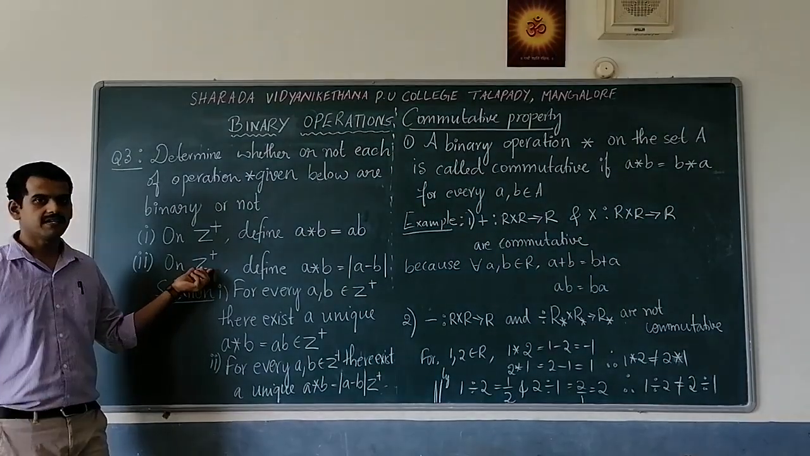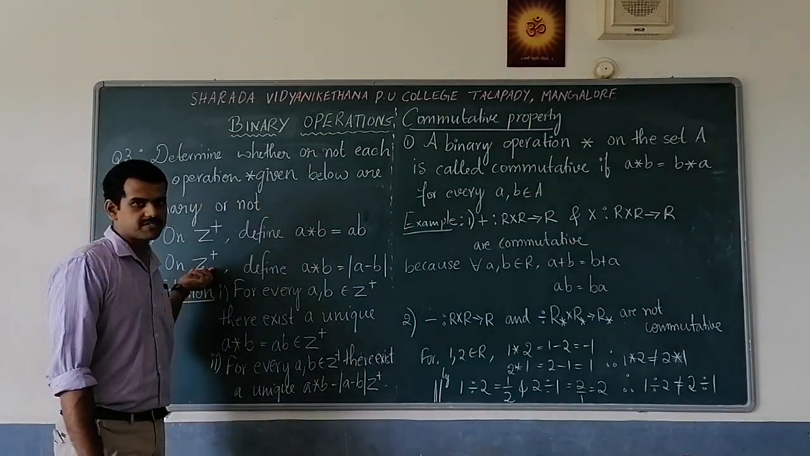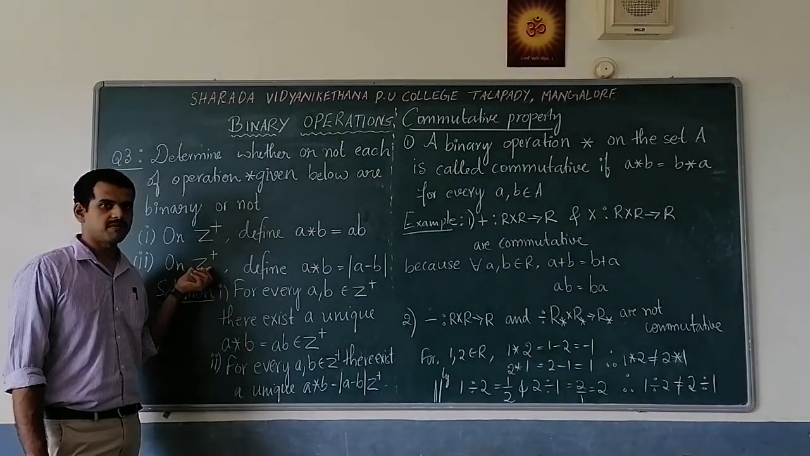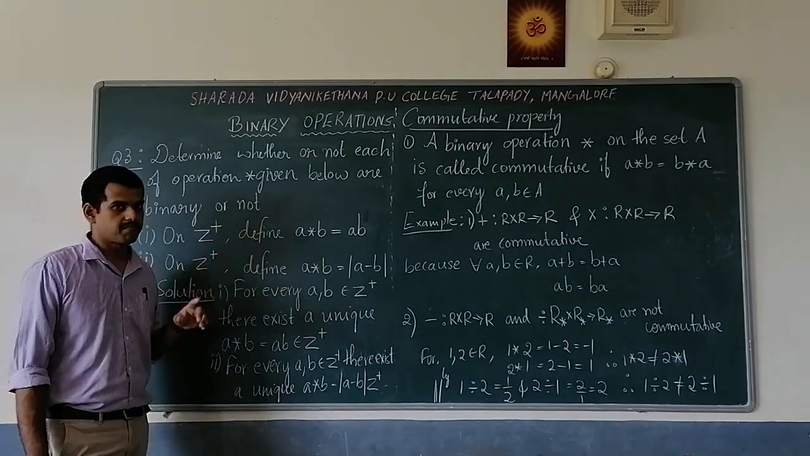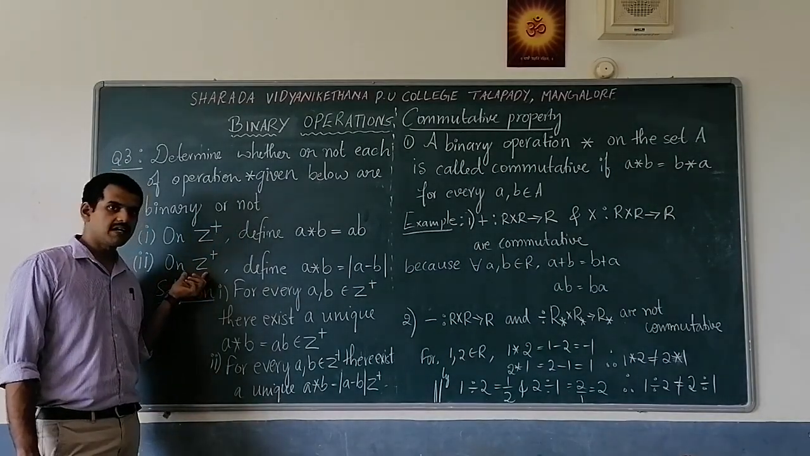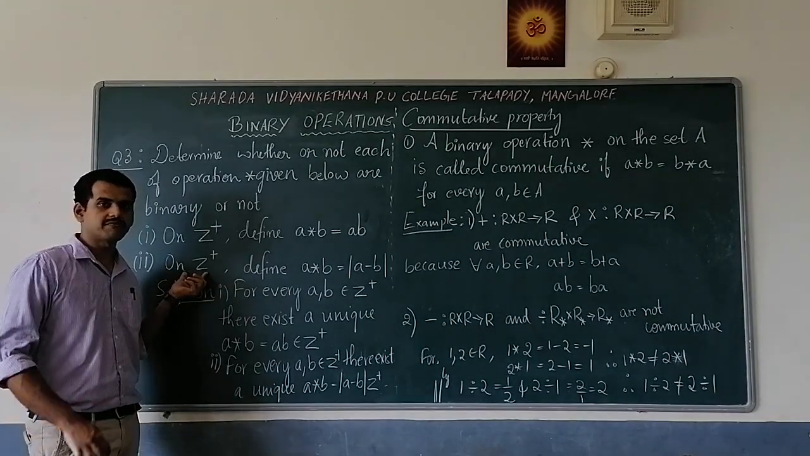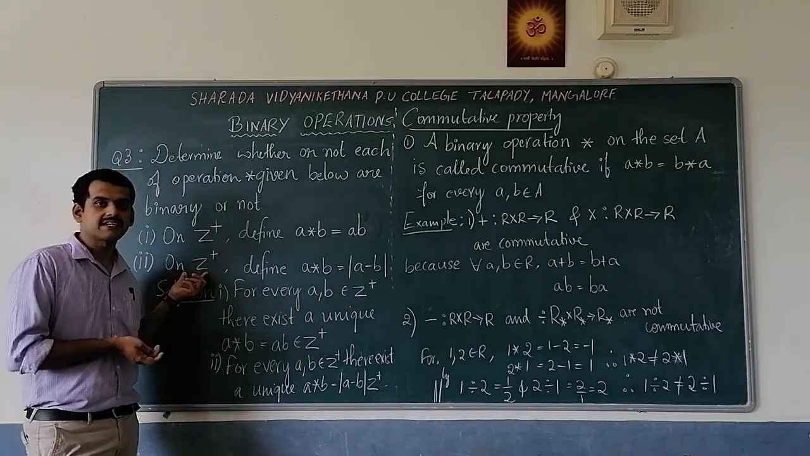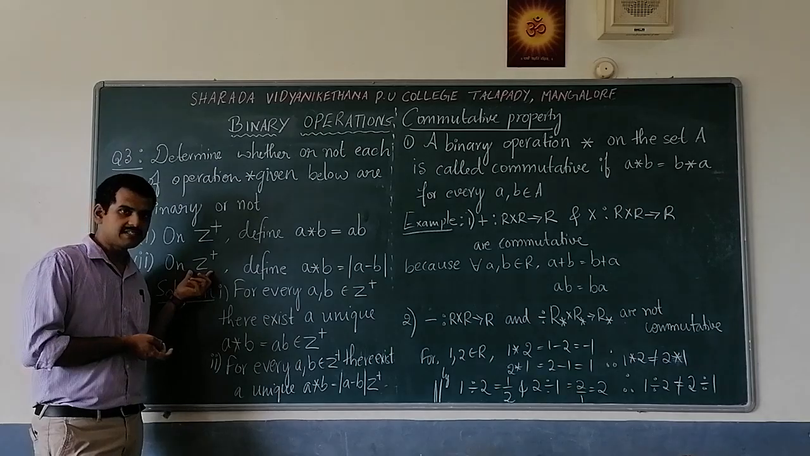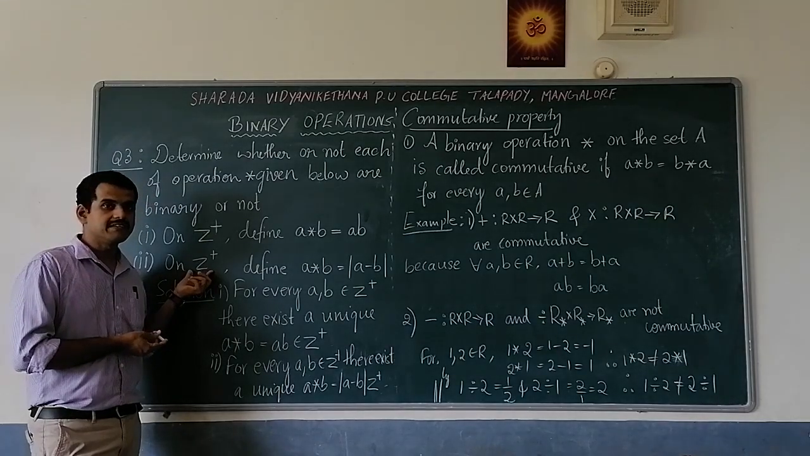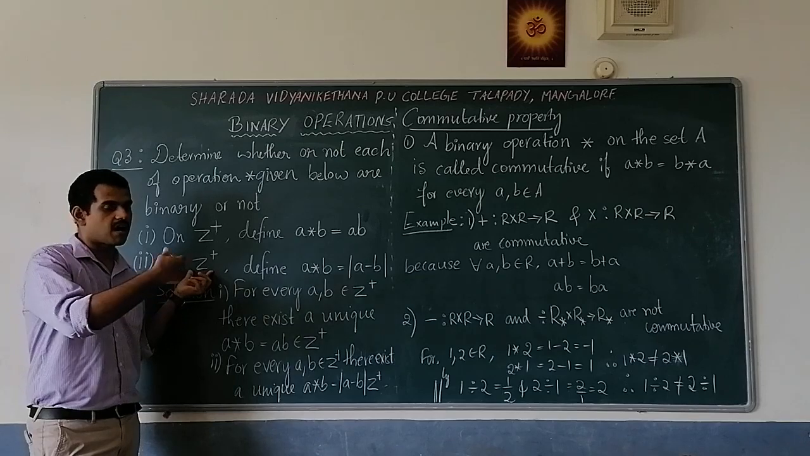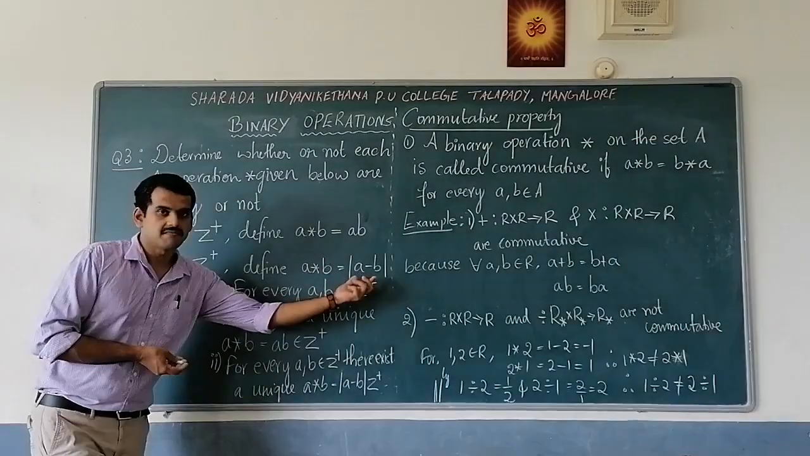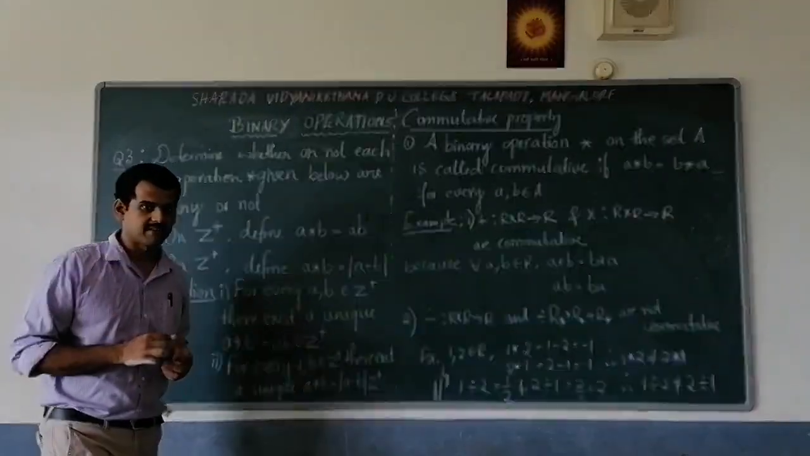Z plus, usually we consider it as the set of positive integers. Now suppose we take it as only the set of positive integers, then there will be a problem. Sometimes Z plus is also considered as the set of non-negative integers, including 0. Suppose I consider it as the set of non-negative integers, that means including 0 and all positive integers, then this operation becomes a binary operation, otherwise it is not.